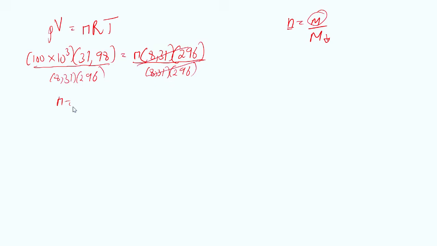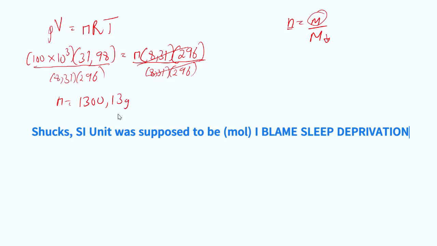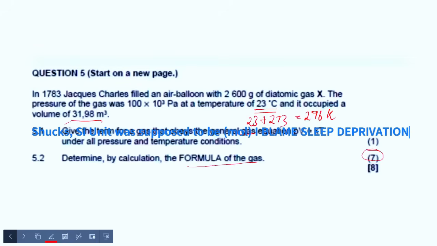So we have 100 times 10 to the exponent of 3 multiplied by 31.98, then over 8.31 times 296, right? So this will give us number of moles of 1,300, right? 0.13 grams. Then let's use this one to calculate. Let's use this one now to calculate the formula of the mass, right? So we are given 2,600 grams here.